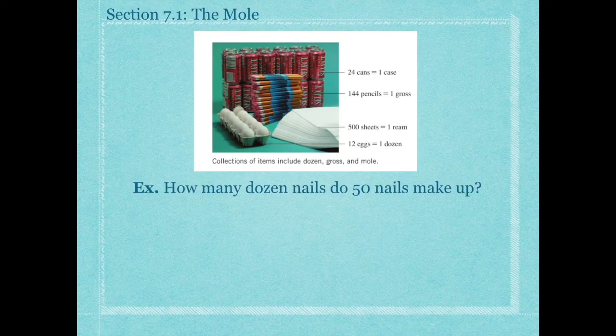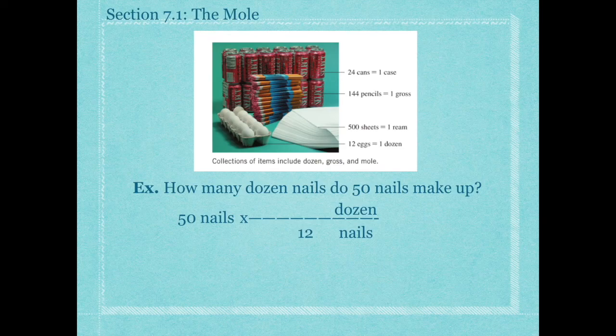So if I tell you I have 50 nails, how do you figure out how many dozen nails that would be? Well, you can do that in your head, I'm sure. However, let's actually do the proper setup, just like what we did with conversion. So if I have 50 nails, I'm going to convert that into dozens. So I'm going to put nails on bottom and dozen up top.